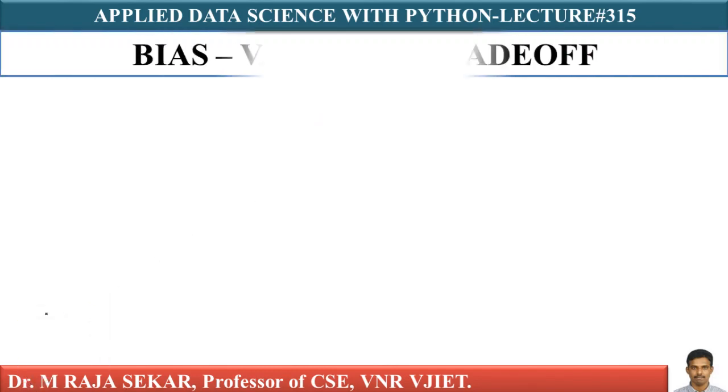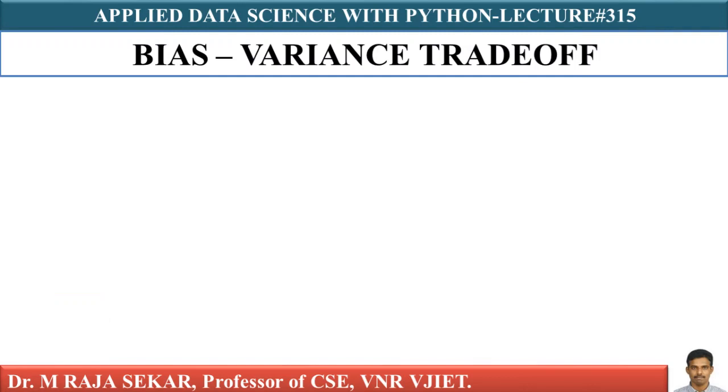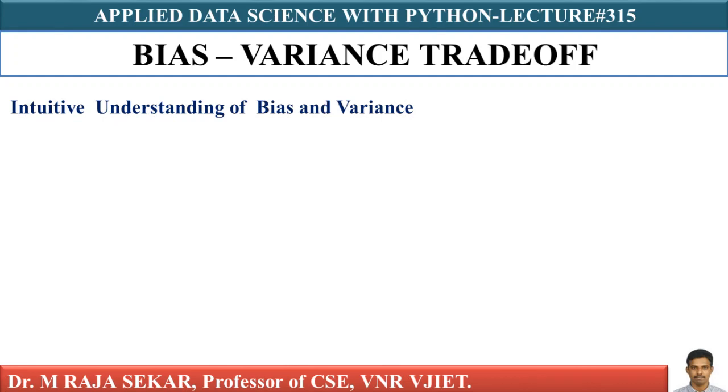In this lecture, I will continue my discussion on bias and variance trade-off. Since we understood about bias and variance, we understood underfitting and overfitting. Now we will try to concentrate on intuitive understanding of bias and variance. Let's try to get more intuitive understanding of bias and variance.